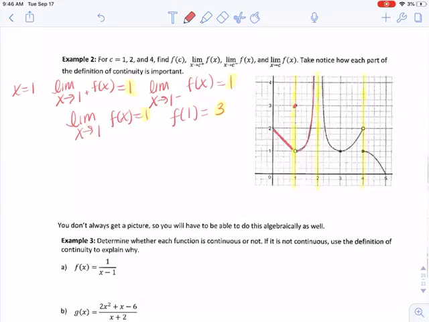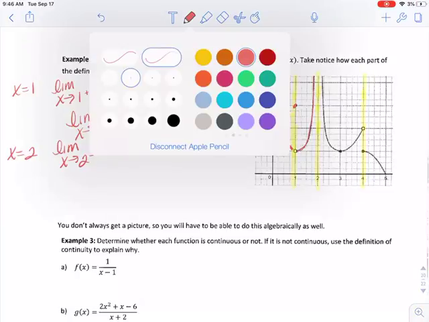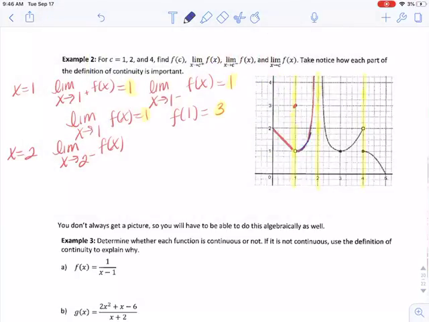The same thing for x equals 2. Let's look at the left and right-handed limits, and then let's look at the function value. So the limit as x approaches 2, let's do the left side first, from the left of f of x. As x approaches 2 from the left, let me use a different color. This is the piece of the graph that's approaching 2 from the left. It's going all the way up here to infinity.